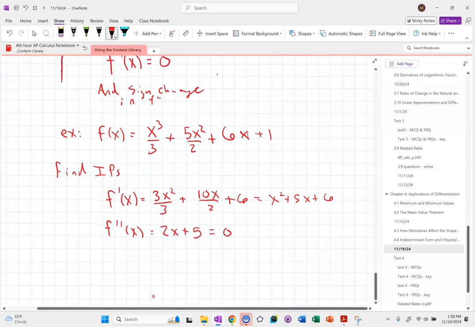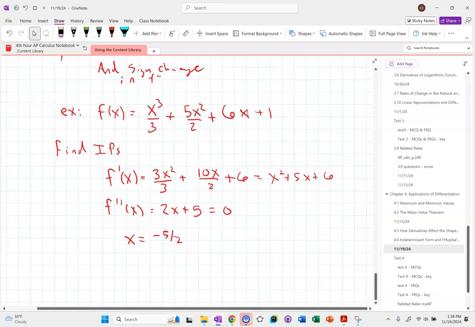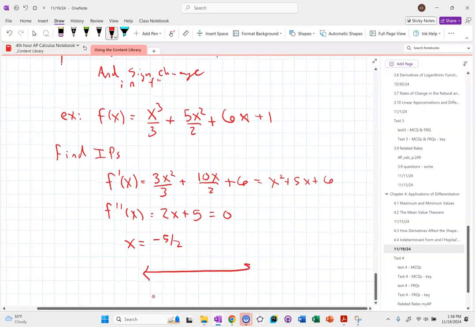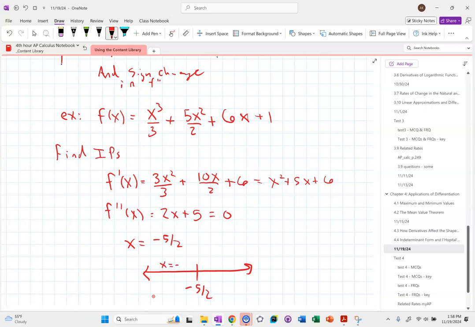If I set that equal to 0, I get negative 5 over 2. So I'll make a little sign diagram here. I'll choose a test value of x that's less than negative 5 over 2 and one that's bigger. If I plug that into the second derivative, 2 times negative 3 is negative 6, plus 5 is negative 1.